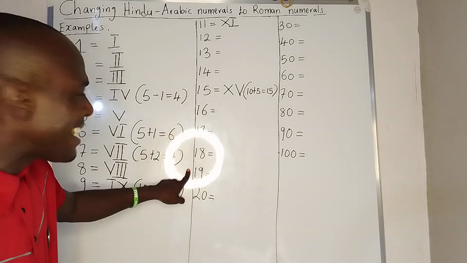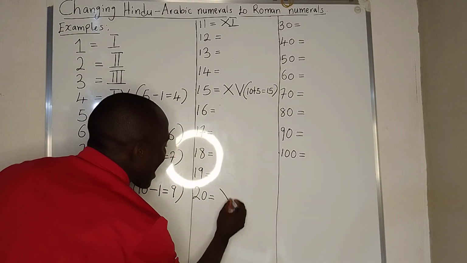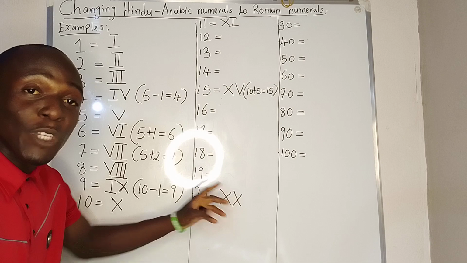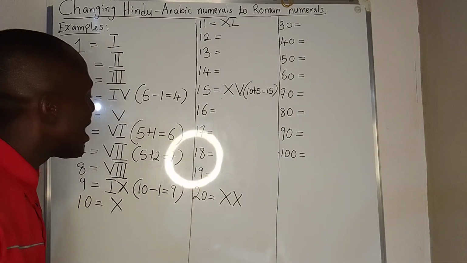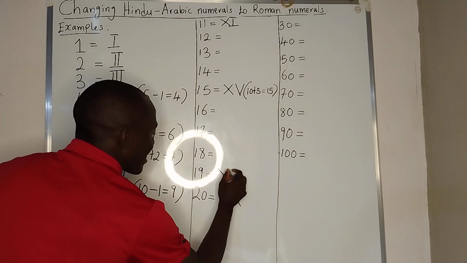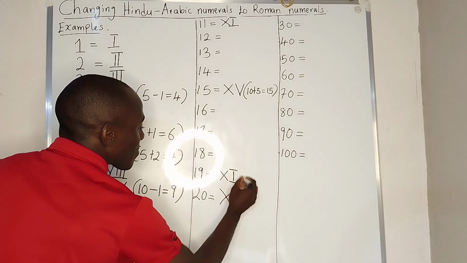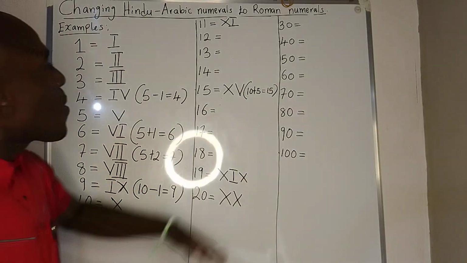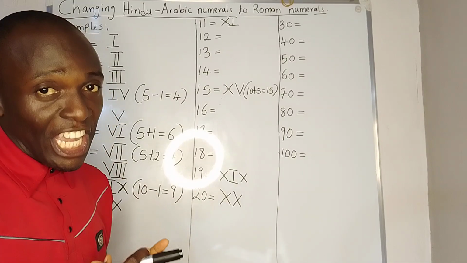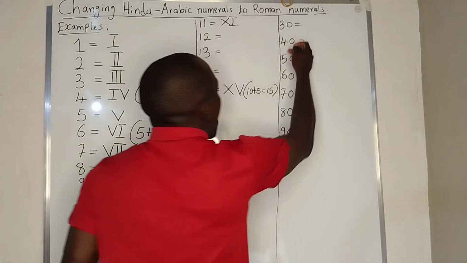Okay, but before I solve number 19, let me solve number 20 so you can see how to manipulate it as well. 20 is written as XX. 10 plus 10 gives me 20. Now, my 19 will be, remember, 10 and 9. My 10 is X. My 9 is IX. Beautiful. So my 30, remember you can repeat this X, but not more than 3 times. Please take note. Okay, what is my 40 and what is my 50?